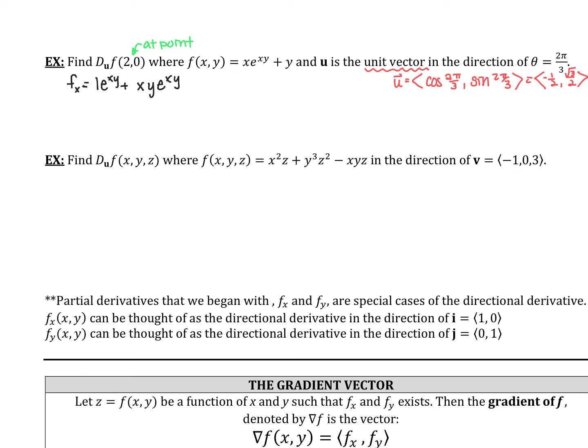So there's my partial with respect to x. Now my partial with respect to y, I do not have a chain rule, a product rule in this one, but I do have a chain. So that would give me x squared e to the xy plus 1.